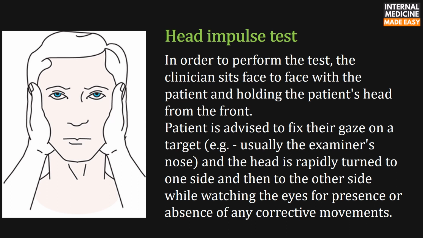In order to perform the test, the clinician sits face to face with the patient, holding the patient's head from the front. The patient is advised to fix their gaze on a target, usually the examiner's nose, and the head is rapidly turned to one side and then to the other side while watching the eyes for presence or absence of any corrective movements.